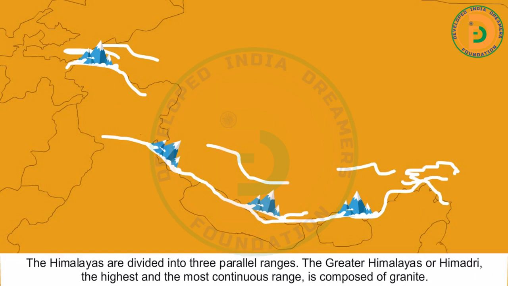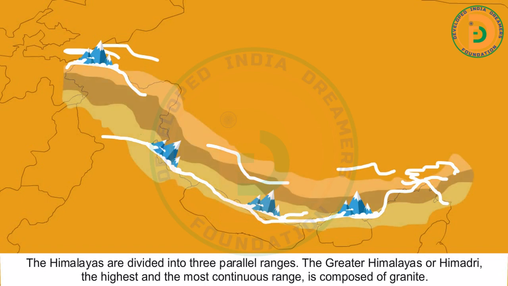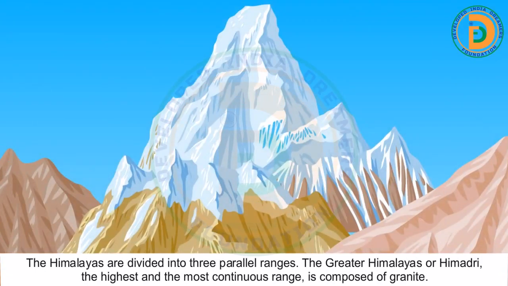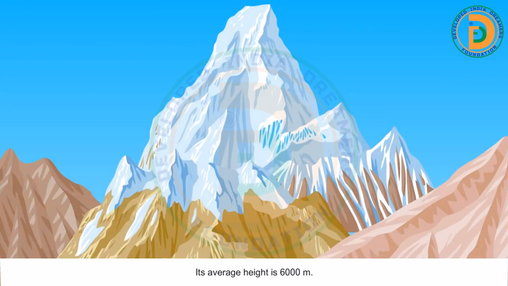The Himalayas are divided into three parallel ranges. The Greater Himalayas or Himadri, the highest and the most continuous range, is composed of granite. Its average height is 6,000 meters.